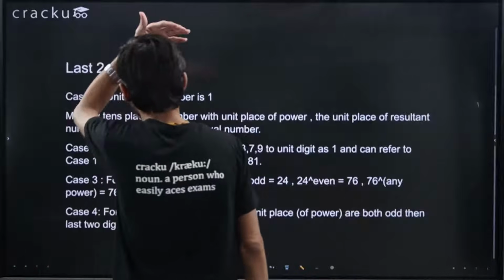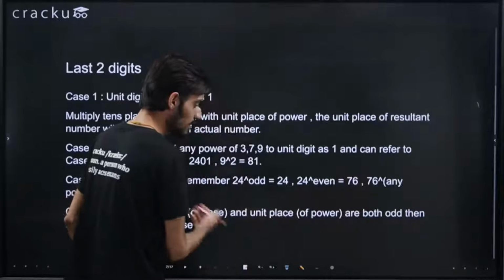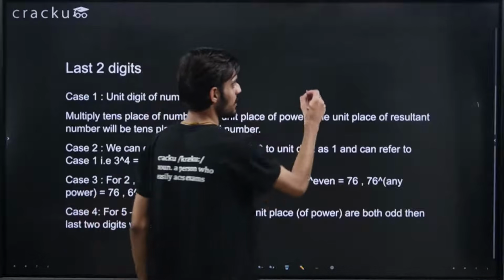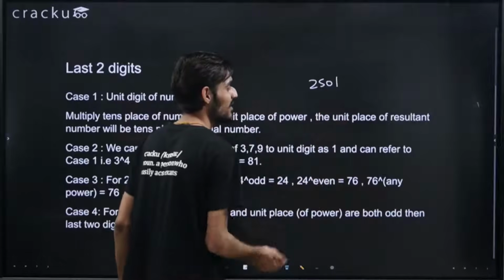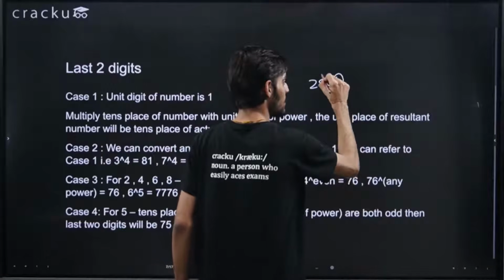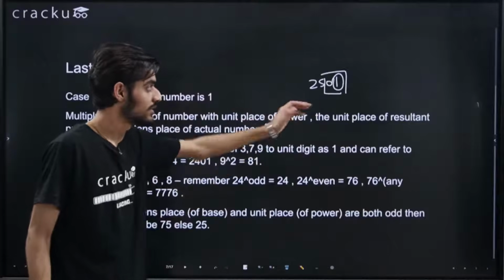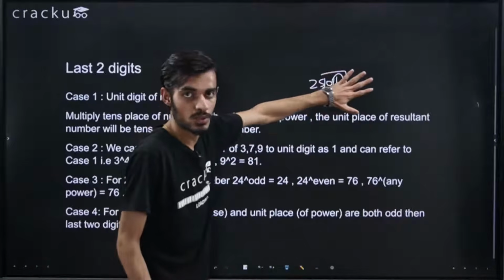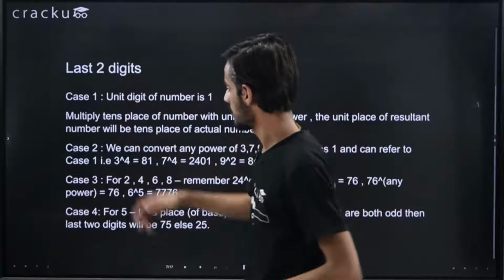Moving ahead, now we need to find the last two digits. Let's say we have a number like 2501 or something like that. So this was the unit digit. Now we need to find the last two digits. So not just the unit digit, we need to find one more digit, that is on the tens place. So how are we going to find it? Let's see. Here also there are a few cases.